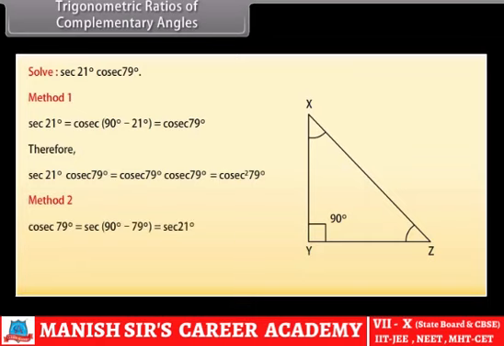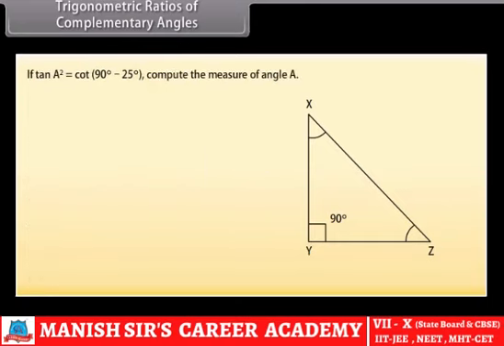Cosec 79 degree is equal to sec of 90 degree minus 79 degree equals sec 21 degree. Therefore, sec 21 degree cosec 79 degree is equal to sec 21 degree sec 21 degree, which equals sec square 21 degree. Let us attempt one more question.